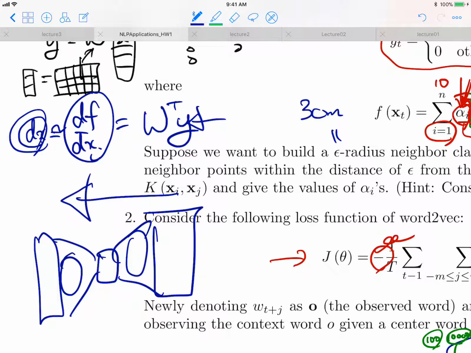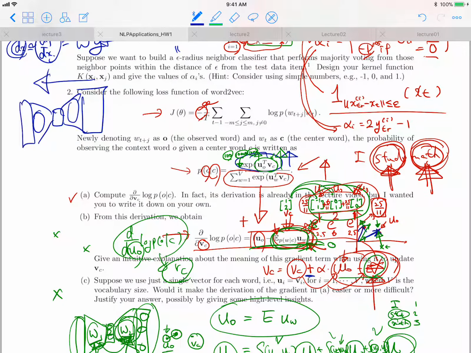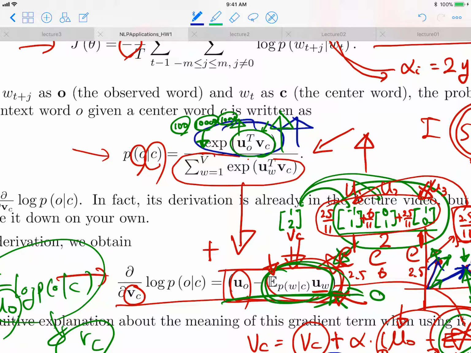So probably I'll prepare some homework that asks you to derive that as well, and then you can see clearly the relations between this backprop-based derivation and the direct derivation all the way from the beginning.